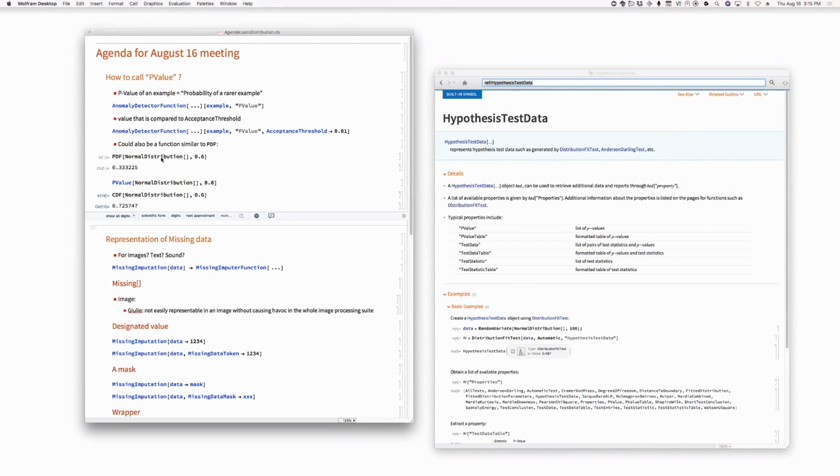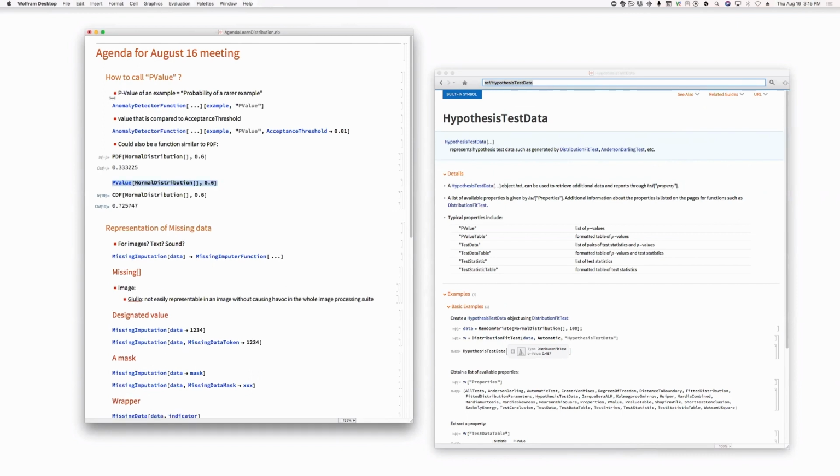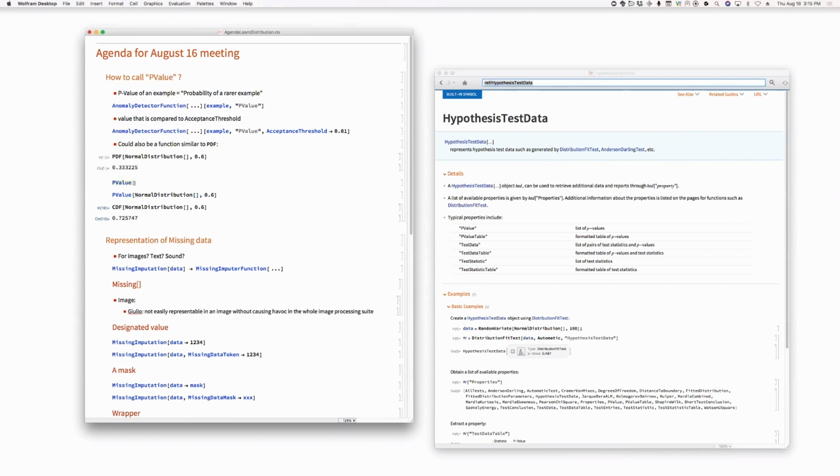I understand, but this is the minimal case of that, right? Alternatively, I could say p-value of learned distribution of blah blah blah, comma, and an example. Yes. So this was a side thing. First I want to know how we call it in the context of an anomaly detector function. And then I thought, maybe we should do something like PDF. I think that makes sense. But I don't want to overuse a term. We should not use it incorrectly. So we need to figure out from the statistics side what the right way to do this is.